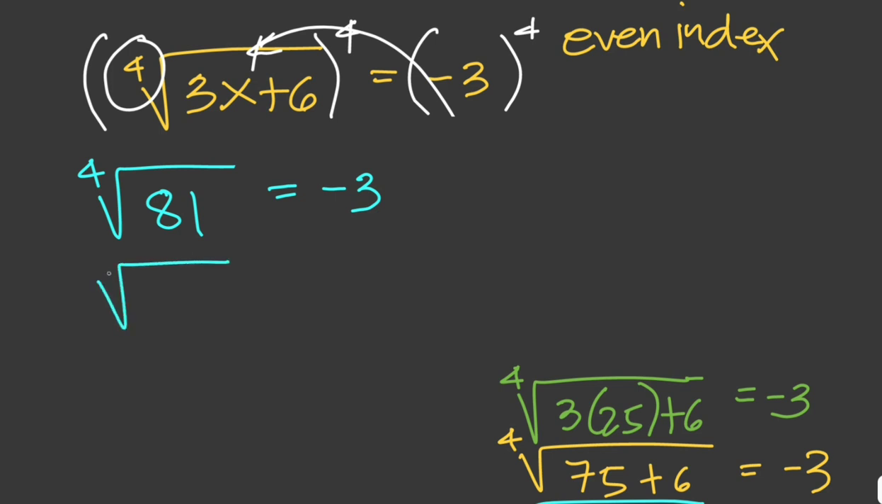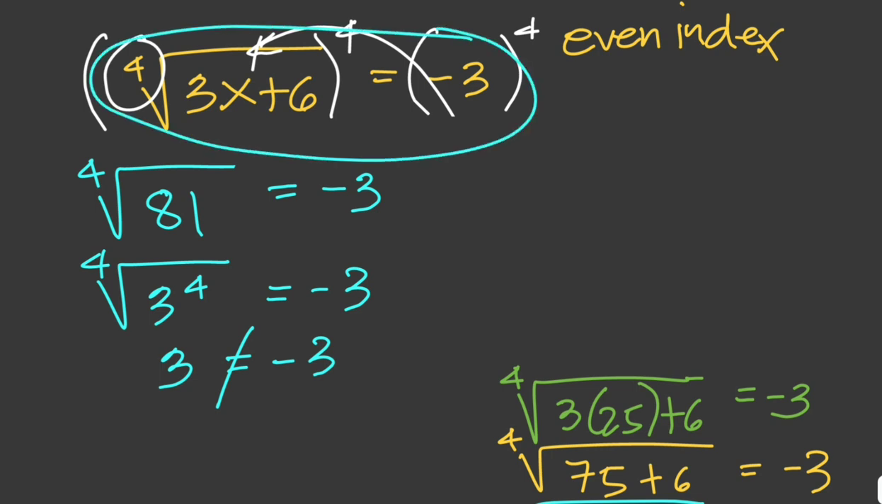Then we can write 81 as 3 to the 4th, and the fourth root of 3 to the 4th is equal to 3, which is not equal to negative 3. So this is false, and this is considered an extraneous solution. Therefore, x equals 25 is not a solution to this problem. Therefore, this problem has no solution.